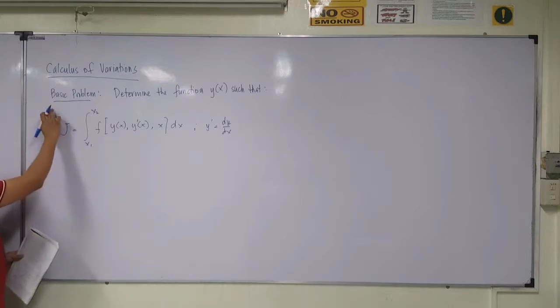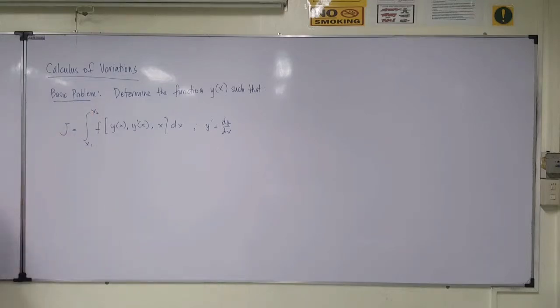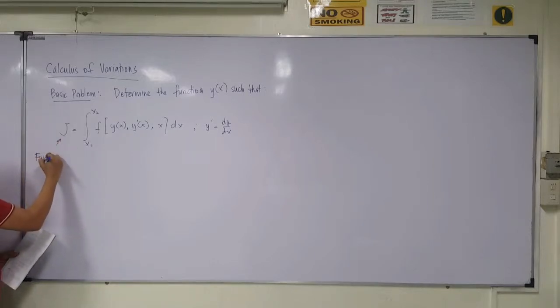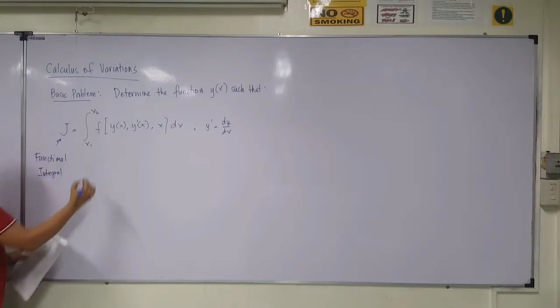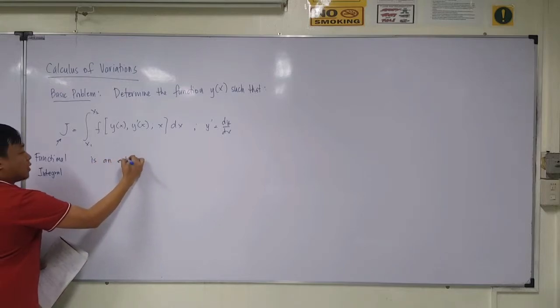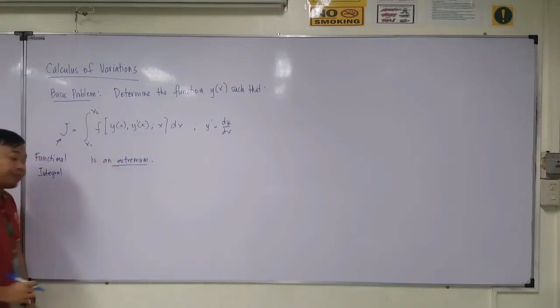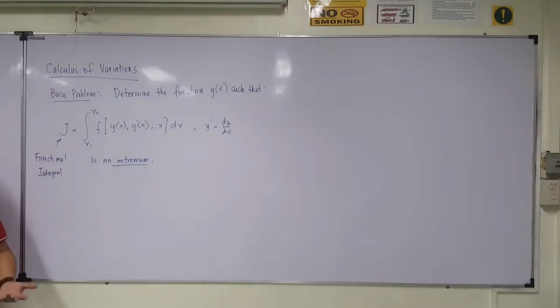So the basic problem is to determine the function y such that this functional integral is an extremum. When we say extremum, it's either minimum or maximum. And that is precisely what calculus is doing, specifically differential calculus. You take the derivative, basically the slope of the graph at certain positions in x, and there you will know if the function at that position x is an extremum by equating it to 0. This is exactly what we're going to do here.